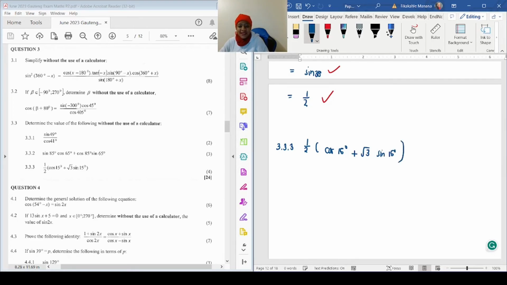So yeah. Okay, so now we have a half cos 15 plus root 3 sine 15. If I were to multiply back, let me multiply in this half. It looks suspicious. So I have a half cos 15 plus root 3 over 2 sine 15.